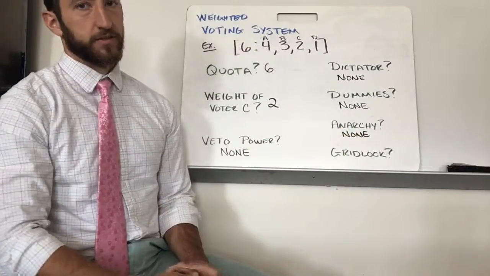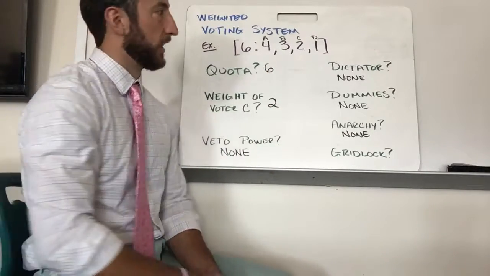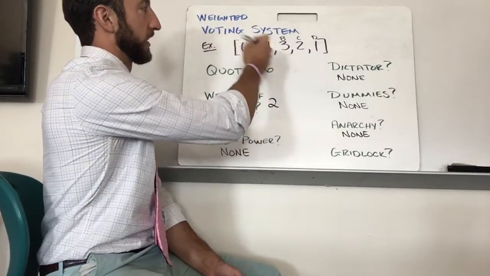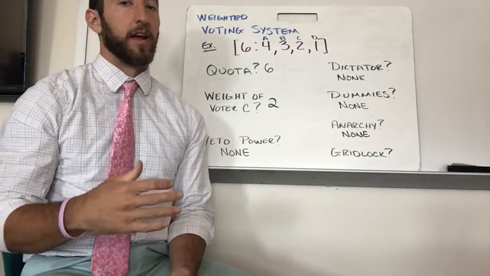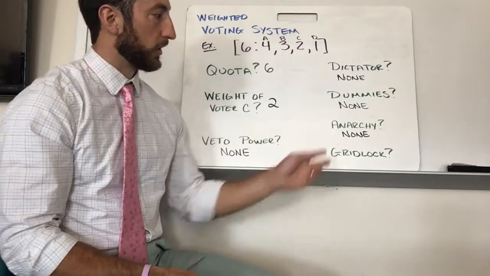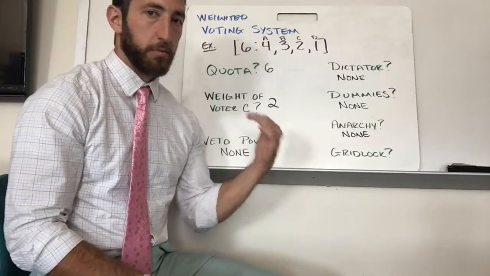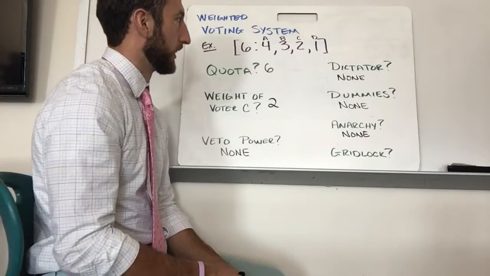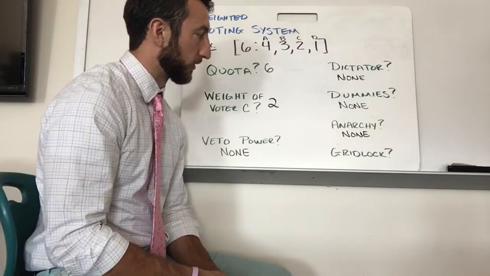But let's say, for instance, that our quota was something smaller, like 4. If our quota was 4, let's say A could vote for something, and then B, C, and D could vote against it, and both sides would have more than the quota. So that's kind of a problem for us. Right now we have none, but if our quota was smaller, even like 5, we would then have some anarchy. So you just want to be careful about that.